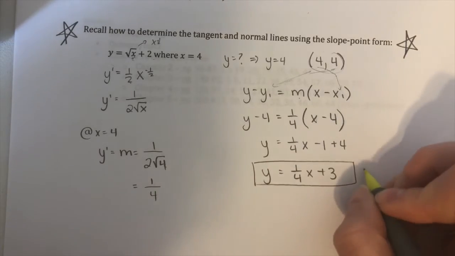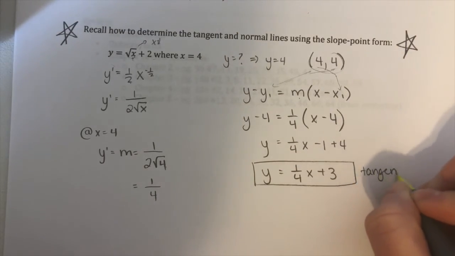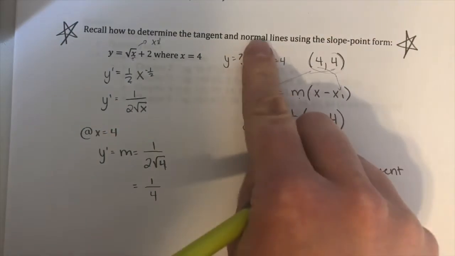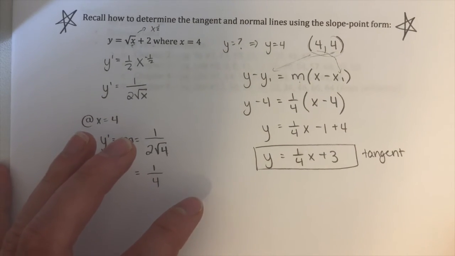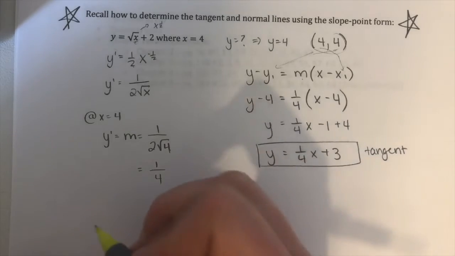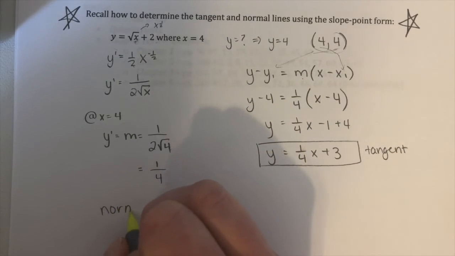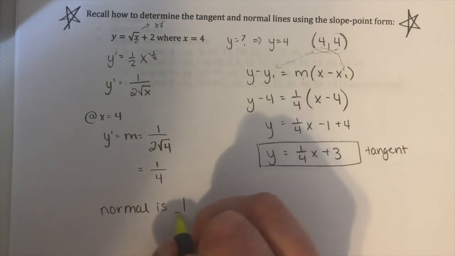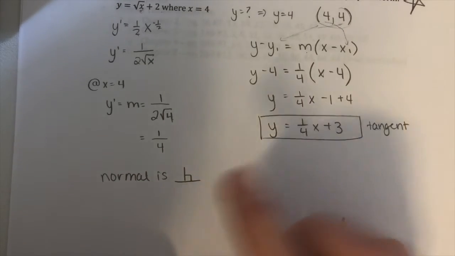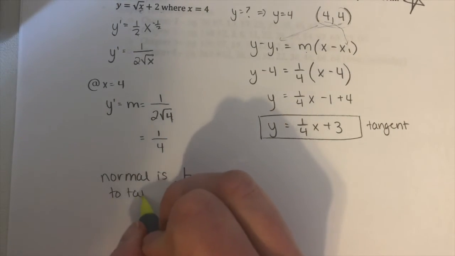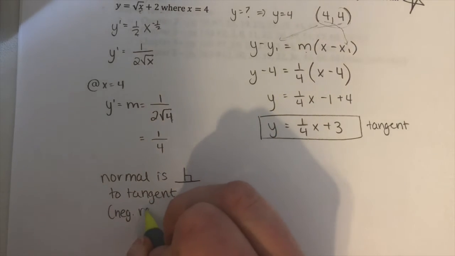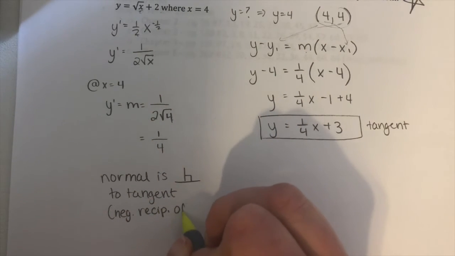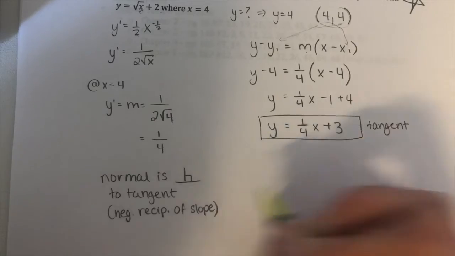So this is your tangent. Remember that your normal is perpendicular to your tangent. Perpendicular means a negative reciprocal of the slope. So normal is perpendicular, here's my little right angle, to the tangent. You want your negative reciprocal of your slope.